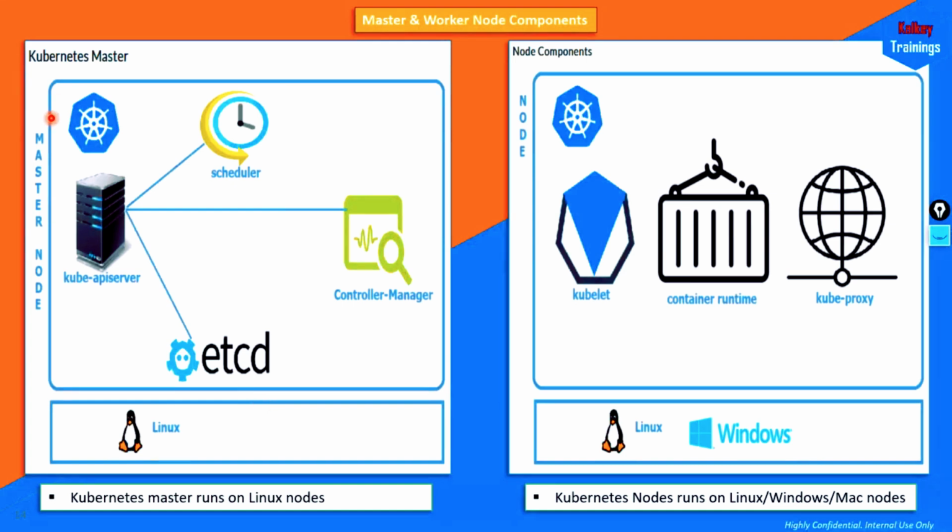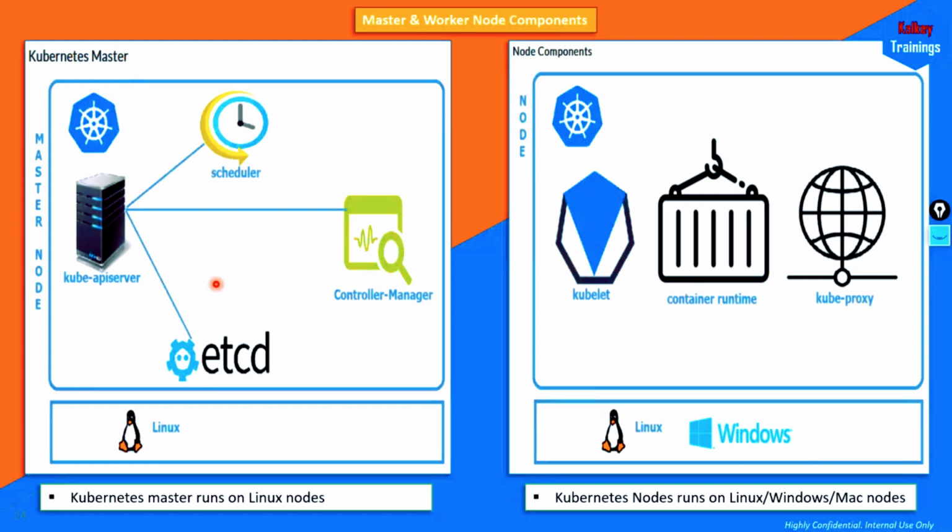Anyway, this is the master node, and you have the kube API server. Everyone is connected to the kube API server. etcd is talking to the kube API server. The kube API server is talking to the scheduler, and the scheduler is talking to the controller manager through the API server, and that happens.